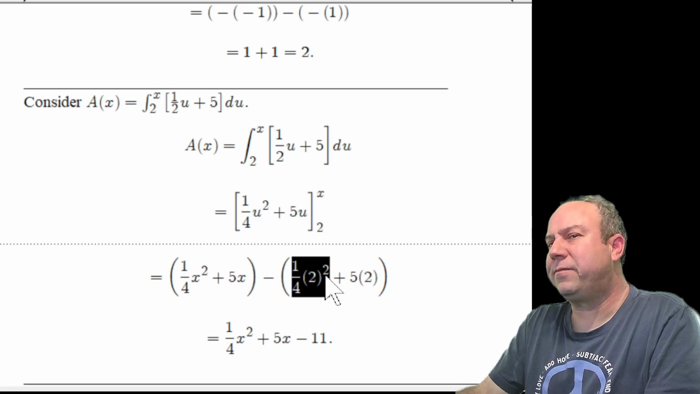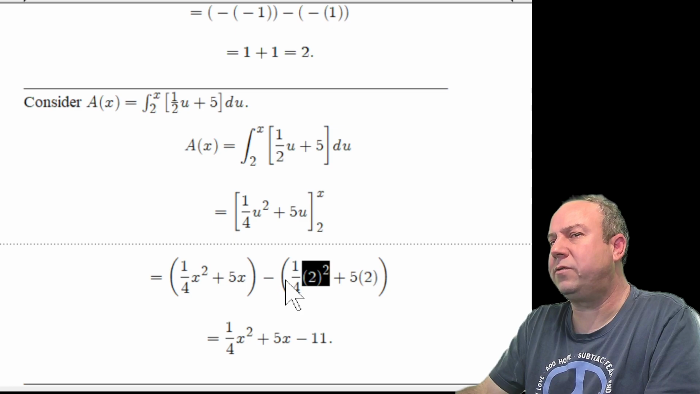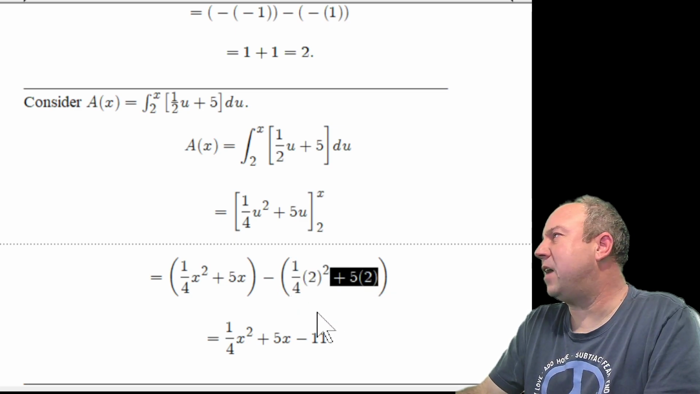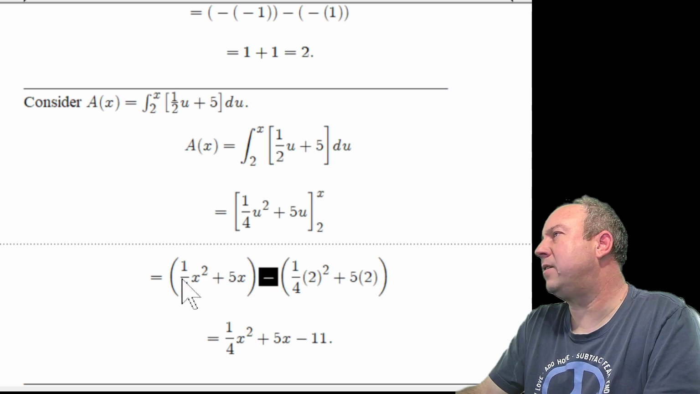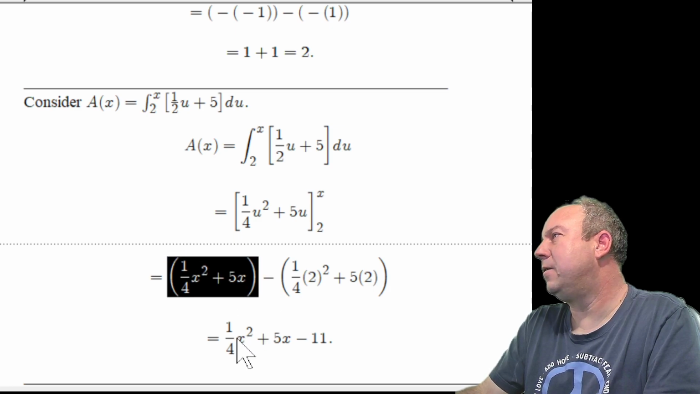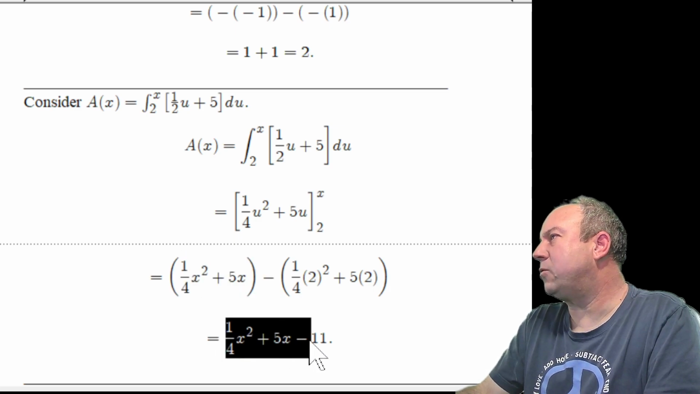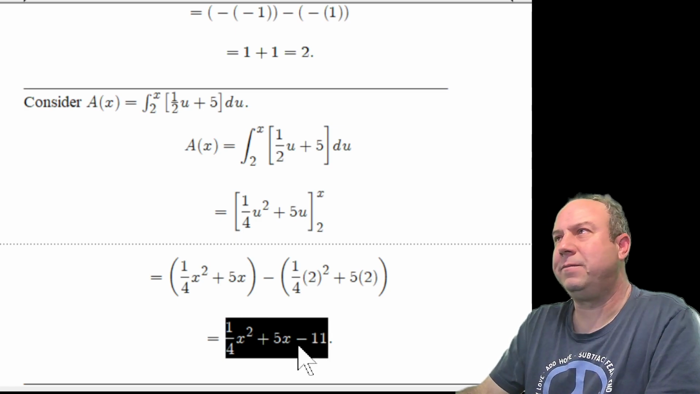Now, this first term will be 1. 2 squared is 4, divided by 4 is 1. And you're going to add that to 5 times 2, which would be 10. 1 plus 10 is 11, and all of that is subtracted from this quadratic. So the end result is 1/4 x squared plus 5x minus 11.